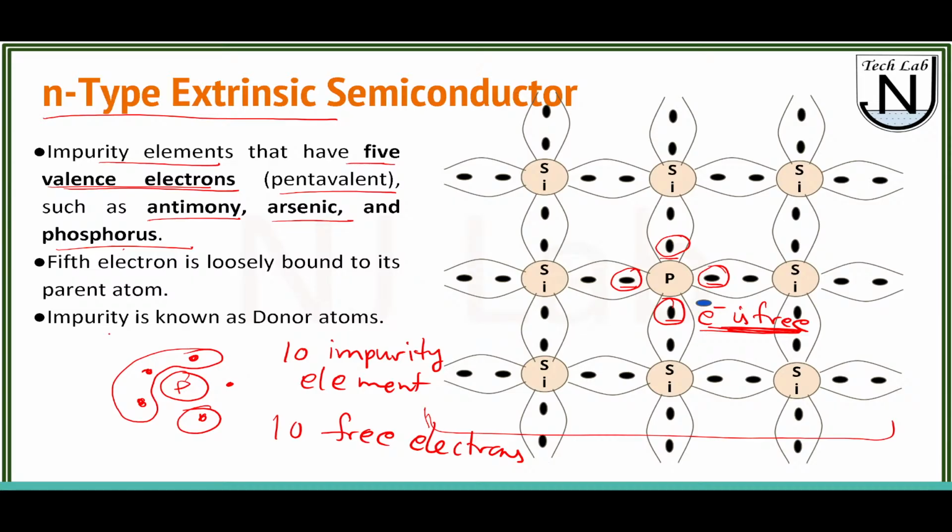And this impurity is donating one electron which acts as a free electron. So this impurity is known as a donor atom, right? Because it is donating one electron with the help of which current may be established. So this impurity is known as a donor atom.